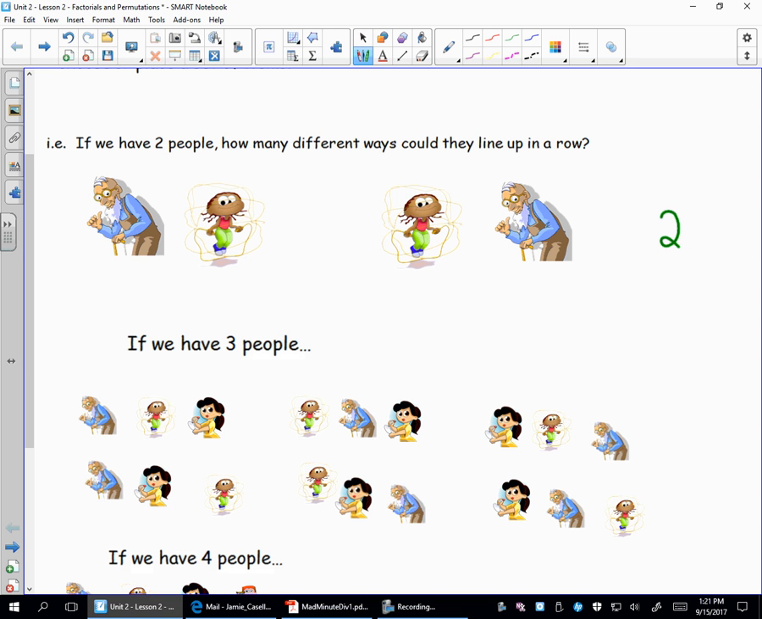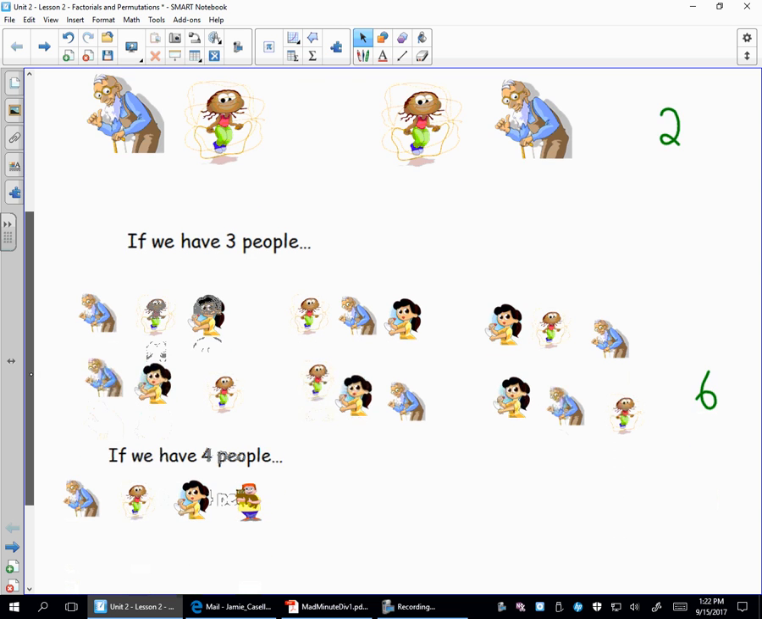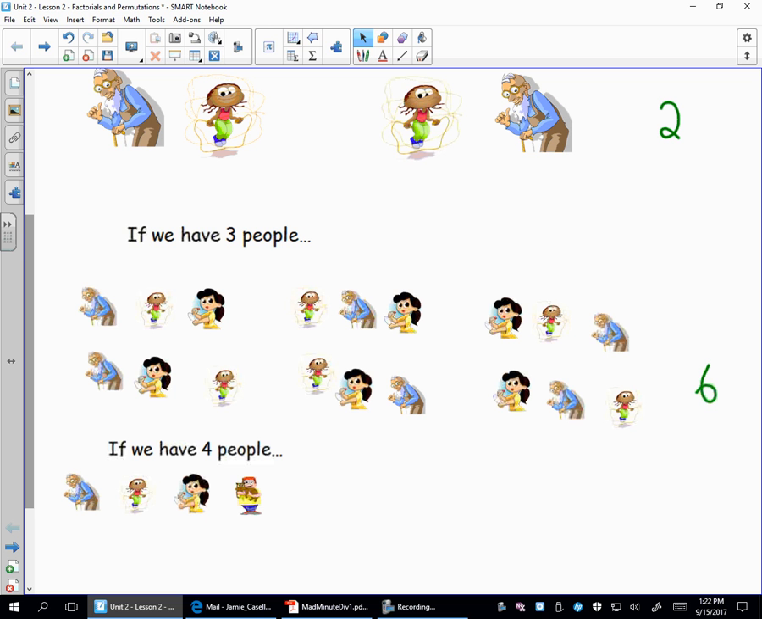Now, we can keep doing this. We could try and line up 4 people, and then 5 people, and then 6 people. And we could keep trying to play with the shapes, but we want to think about the idea of the situation. If we have 4 people, what do we have to decide first? Well, we've got to decide which of the 4 is going to go in the first spot. And there's 4 choices there.